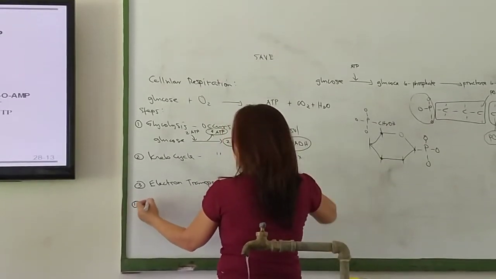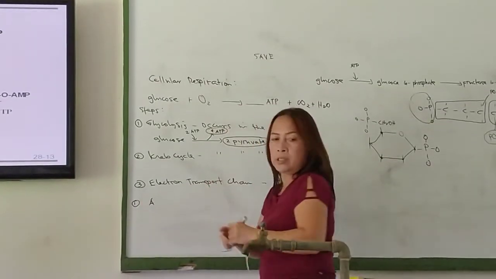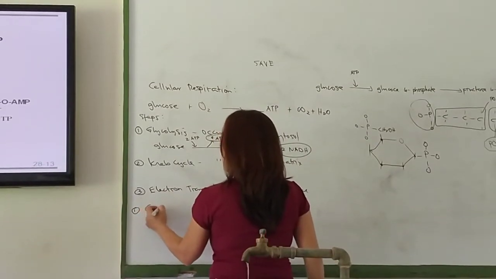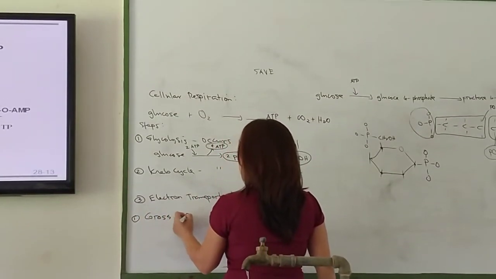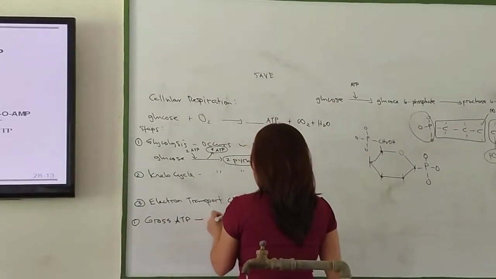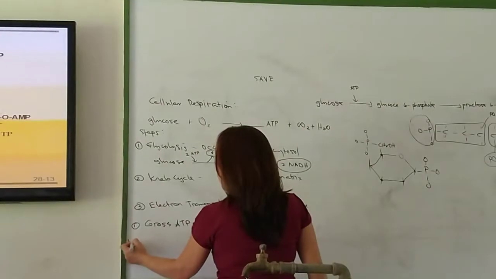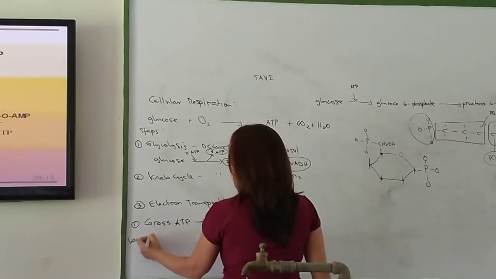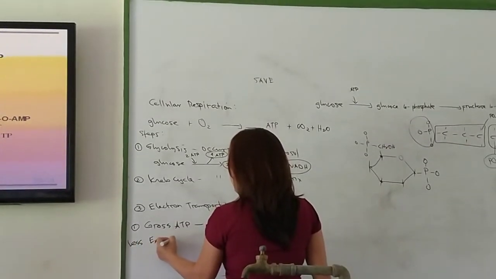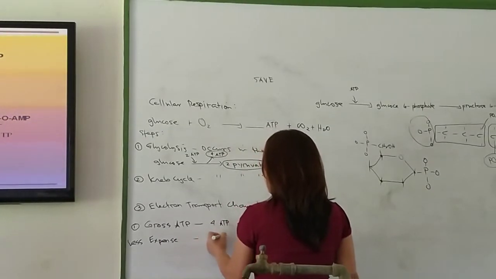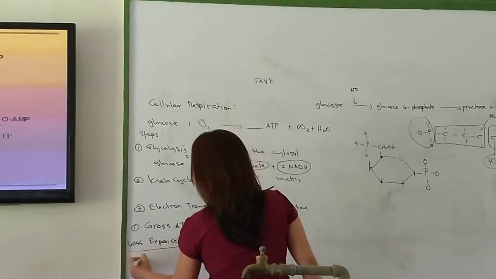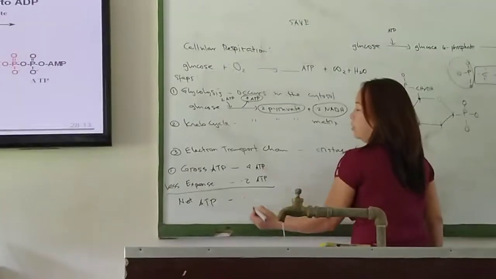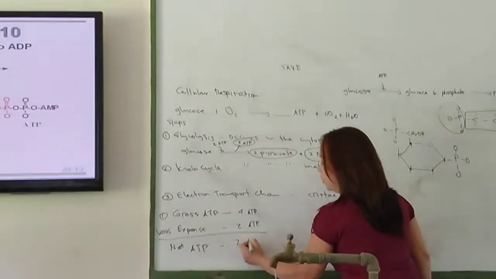So, how many ATP were produced, or what is the gross ATP? 2. Gross ATP, and then ATP, right? How many? 4 gross ATP. Okay, less, how many were used up? Less expense. How many were used? 2 ATP. So we have a net ATP of how many? 4 minus 2 equals a net of 2 ATP.